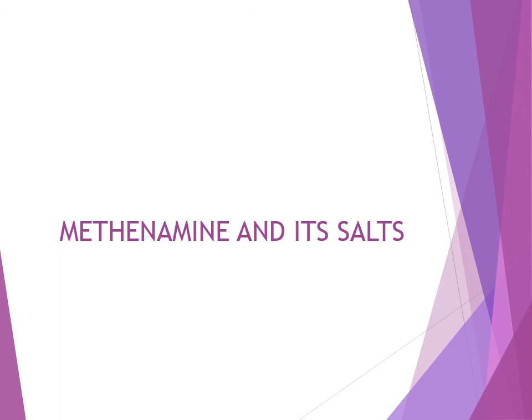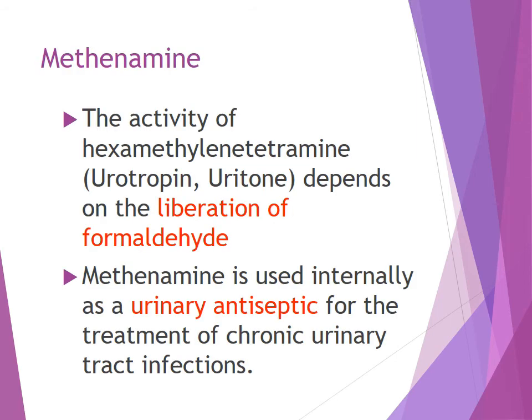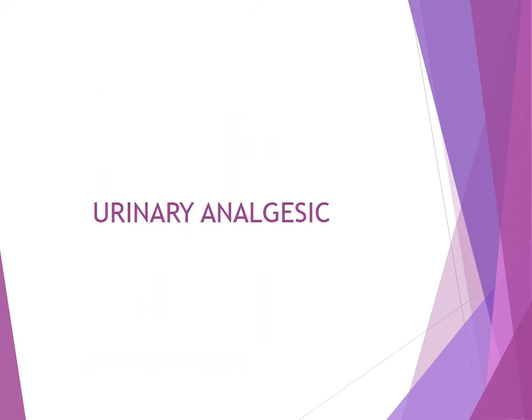Next, we have your methenamine and its salts. So, methenamine, the activity of hexamethylene tetramine, such as your erythropoietin and uretone, depends on the liberation of formaldehyde. Methenamine is used internally as a urinary antiseptic for the treatment of chronic urinary tract infection. Again, chronic urinary tract infection, methenamine, liberation of formaldehyde.